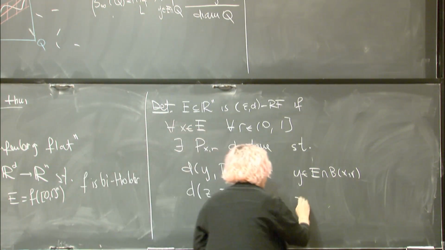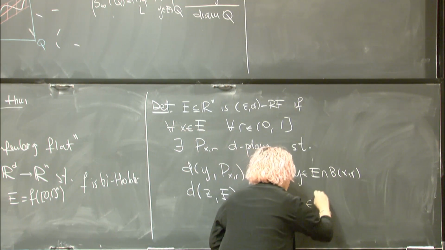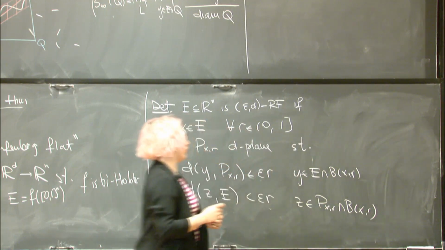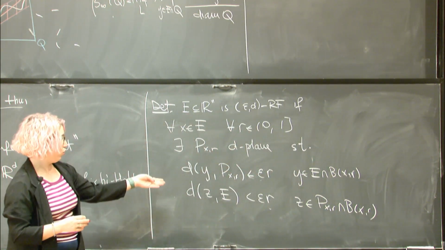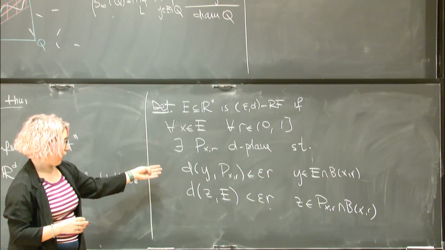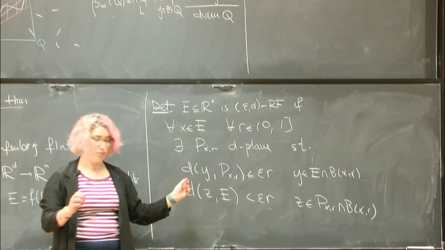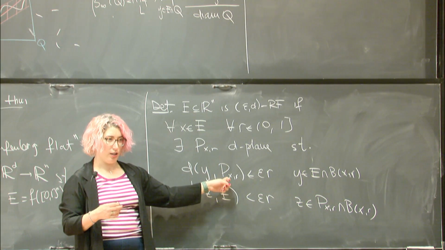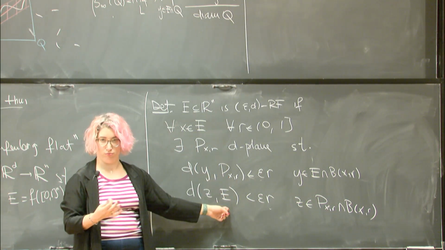So I'm also requiring that points in the plane, P x r, are very close to my set. All right, so what I'm saying is that I want that locally A is contained in the epsilon neighborhood of P, and the P is contained in the epsilon neighborhood of E.